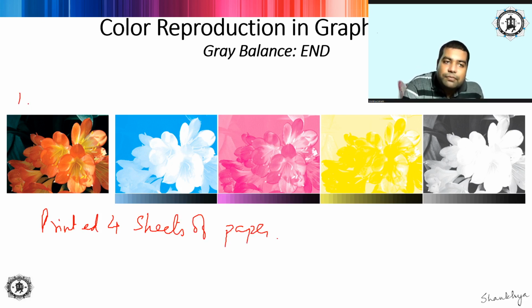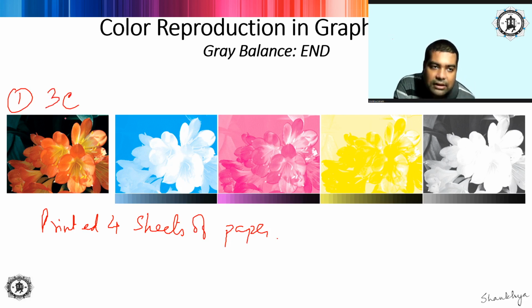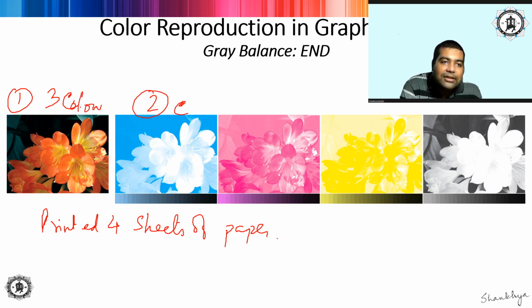The first sheet of paper contains your 3 color image, containing cyan, magenta and yellow inks. The second sheet of paper contains only, so let me write 3 colors, otherwise it will be confusing. The second sheet contains the image of only the cyan areas. That means this is printed only using the cyan ink along with a grayscale of the cyan separation. The third image contains only the magenta areas printed using the magenta ink.